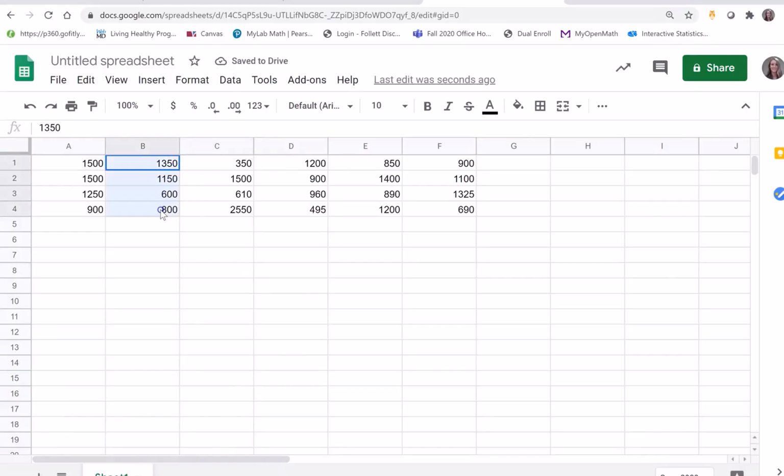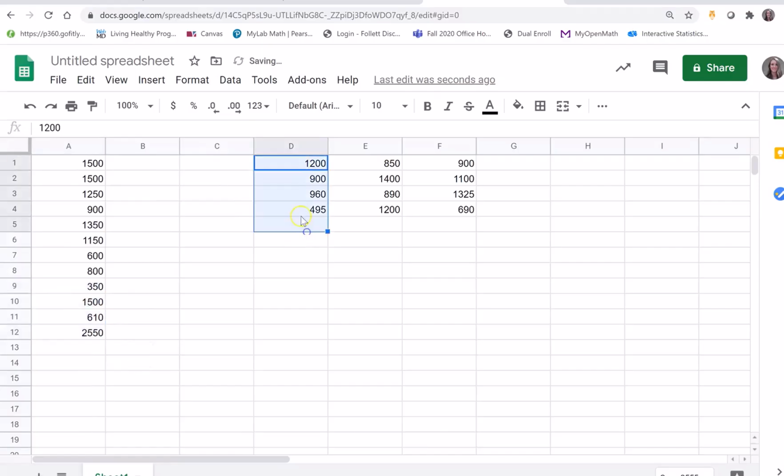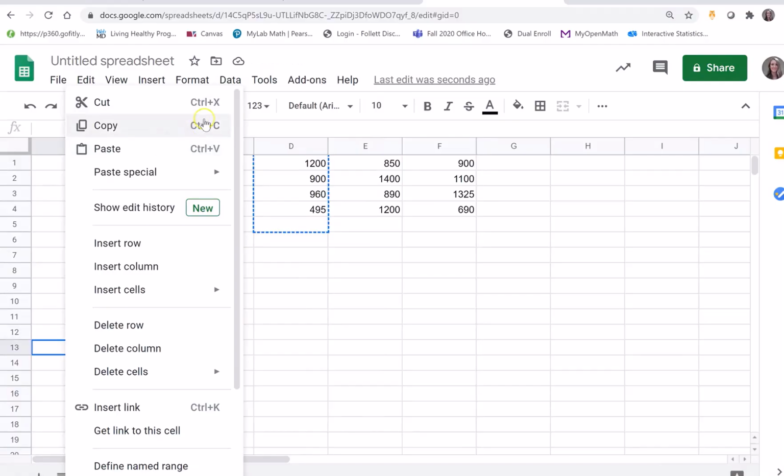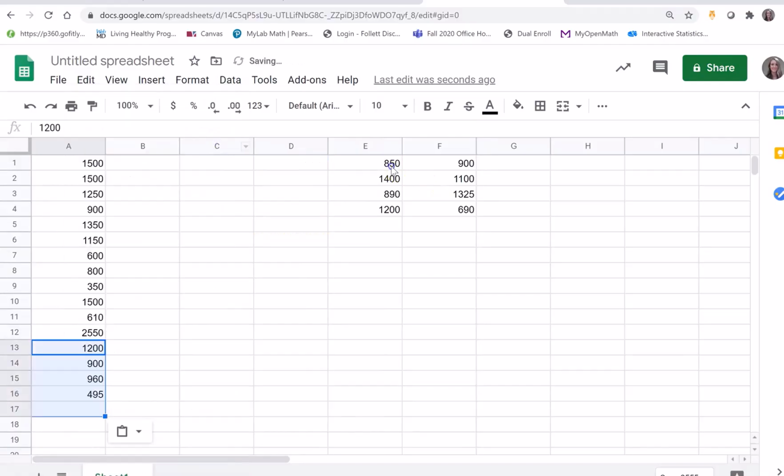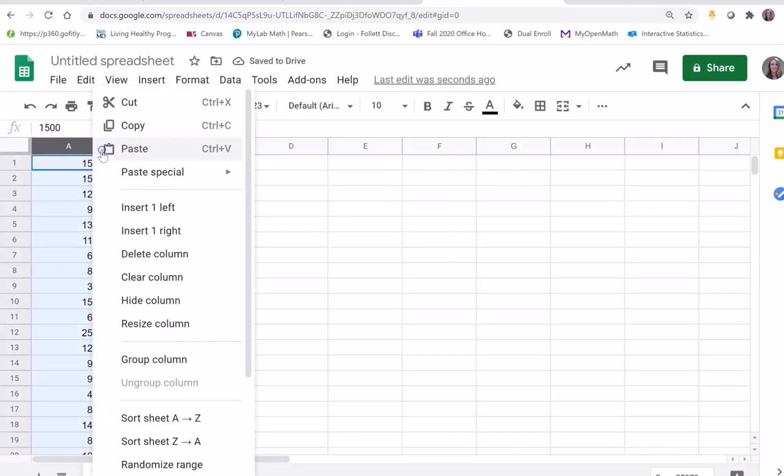So here, you want it all to be in one column. So you're going to cut these and put them down here. On your keyboard, Control-X, and then Control-V. Or you can right-click, cut, and then paste, Control-X, Control-V. As you get more practice with it, this will become second nature to you. So we have one column.